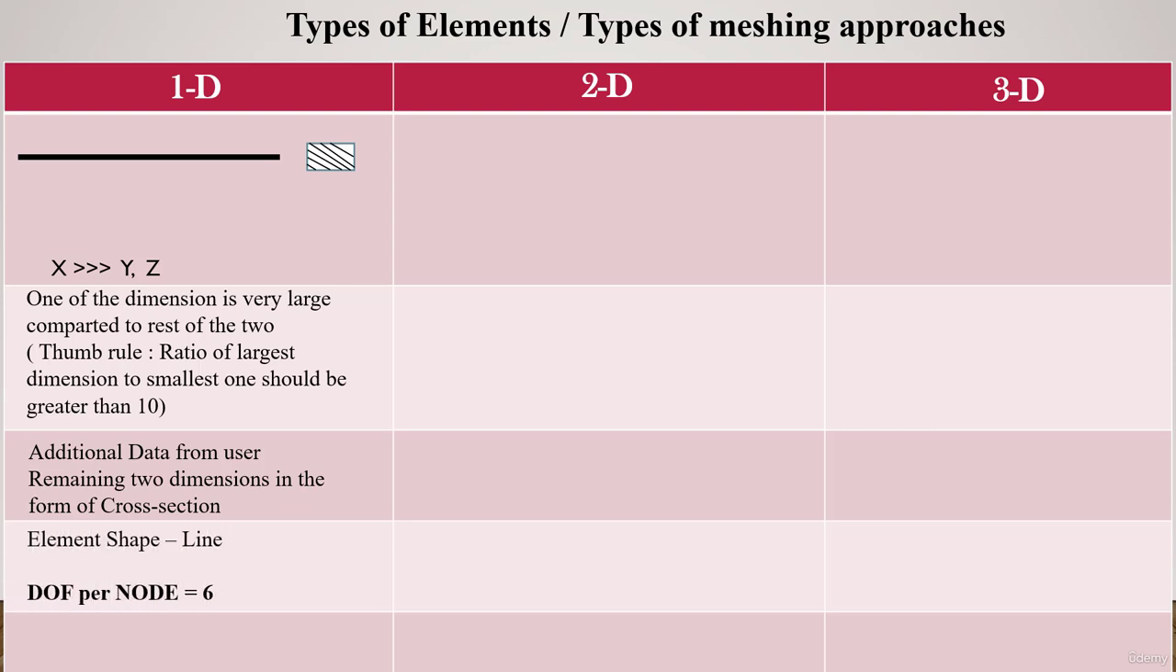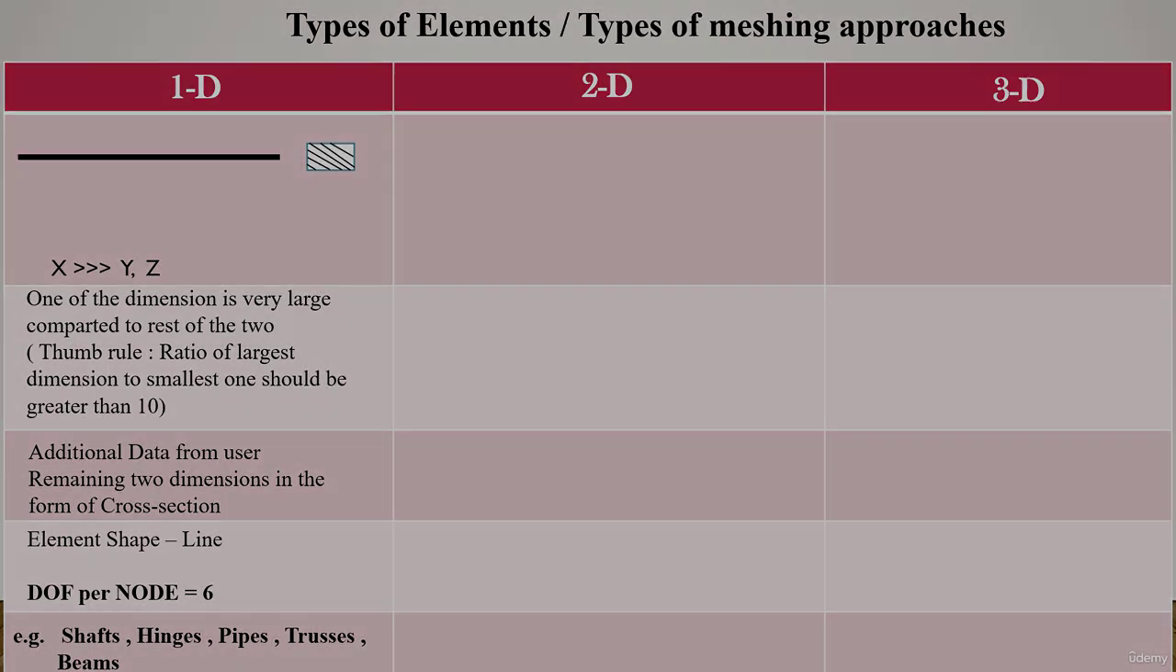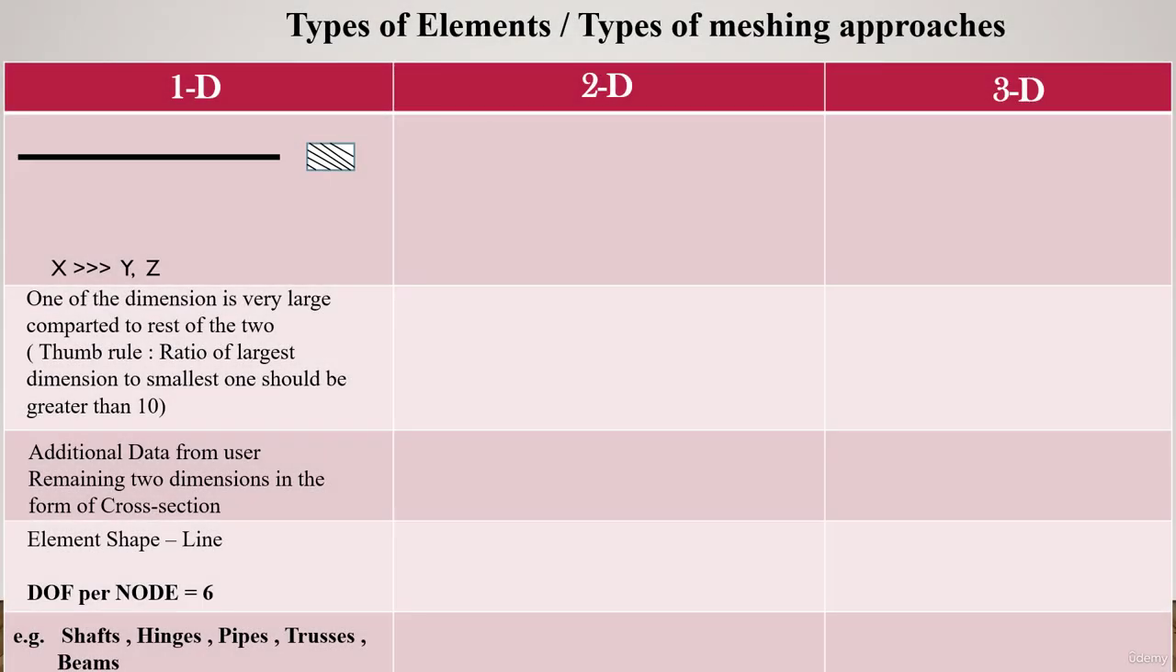Under the 1D, the element shape is line and the degrees of freedom per node is 6. And generally 1D meshing is used in order to represent shafts, hinges, pipes, trusses, beams and the most common, bolted connections. Now let us move on to the 2D meshing.